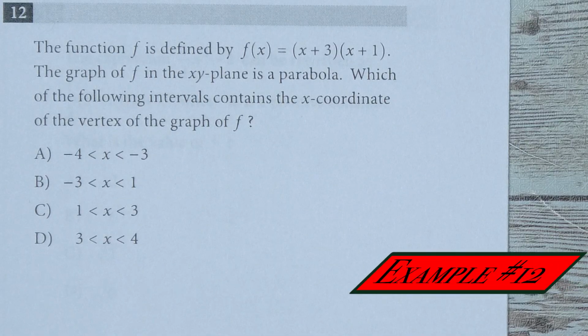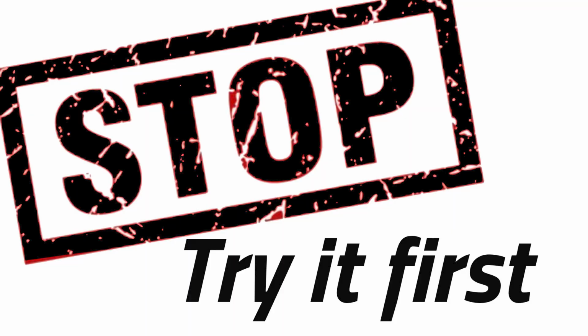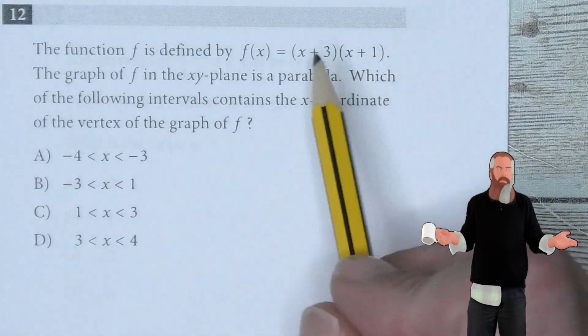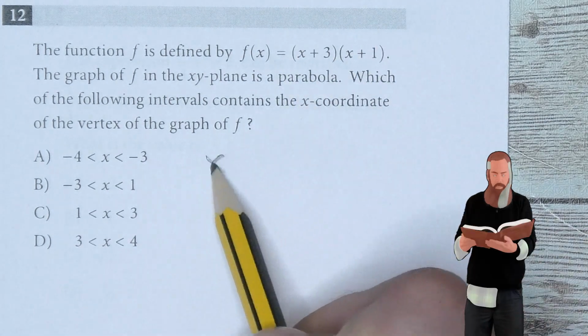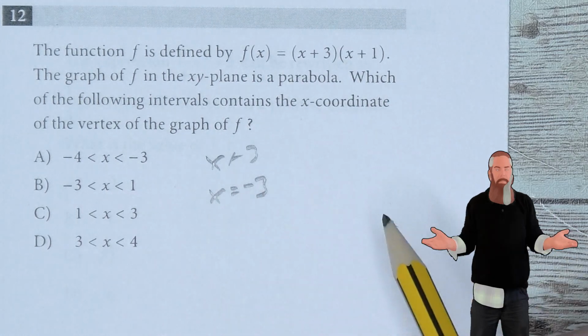The function f is defined by f of x is equal to (x plus 3) times (x plus 1). The graph of f in the xy plane is a parabola. Which of the following intervals contains the x coordinate of the vertex of the graph of f? Well, if we consider, again, the zero product rule, that would mean that x plus 3 would give us an x of negative 3 as an answer.